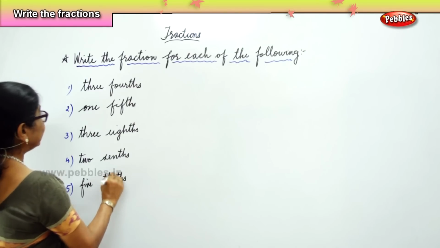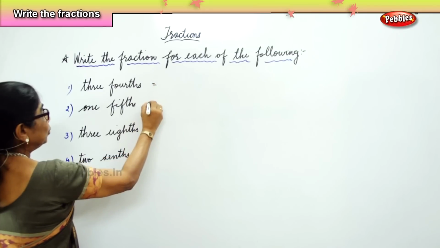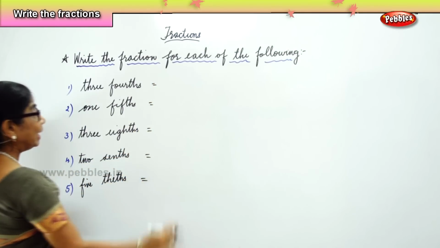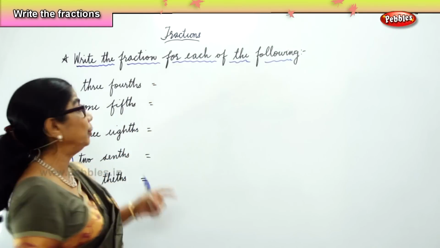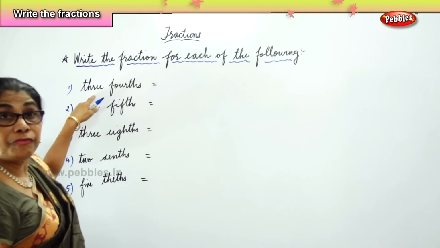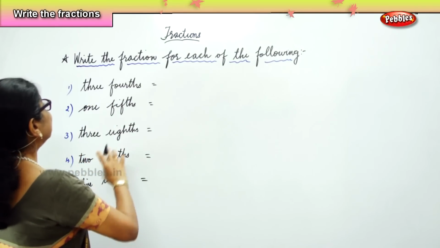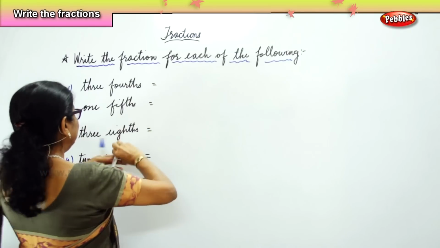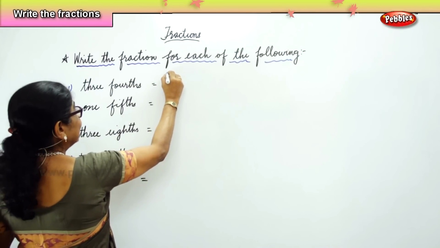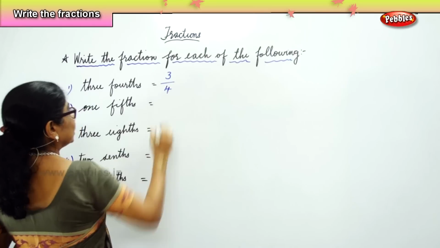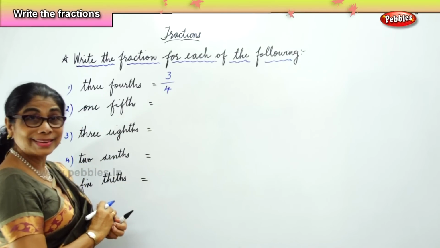So you have here 5 things and you need to write the fraction. How do you represent this in fraction? That's what we are doing. Here you have 3/4. You write it as 3/4. That is 4 parts.